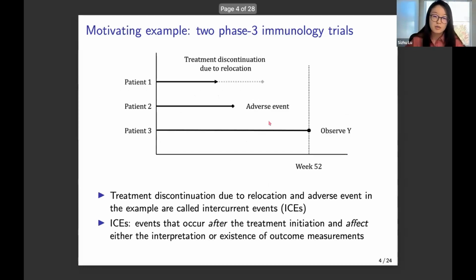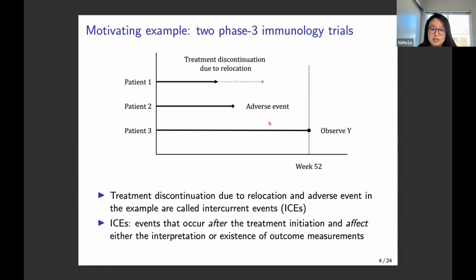What happened in between the treatment initiation and the measurement of the outcome, I will illustrate using this toy example. Let's consider three patients in the treatment arm. For the first patient, something happened, like relocation at probably week 20, so they have to discontinue from the treatment, and therefore we will not observe their final outcome a year later. For the second patient, a severe adverse event occurred in the middle, so they have to discontinue from this treatment, and we are also not going to see their outcome. And for the third patient, which is the ideal case, nothing bad happened in between, and in the end, we can measure their outcome.